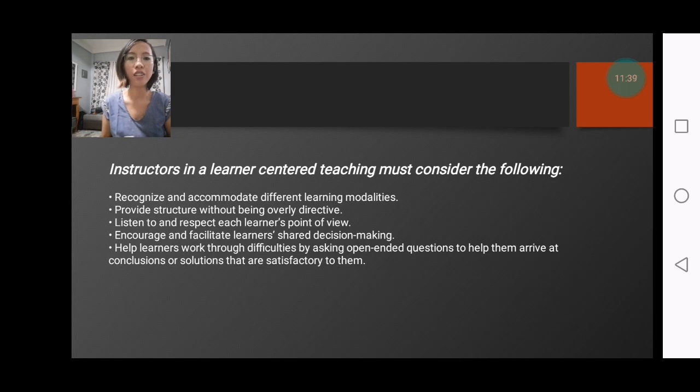And the fourth is to encourage and facilitate learners' shared decision making. Let's say, for example, if you were starting, like I have said a while ago, you have to already make it a point that rules and systems in the classroom are both your responsibility and the responsibility of each learner. And so you have to encourage their share of the decisions that you arrive at.